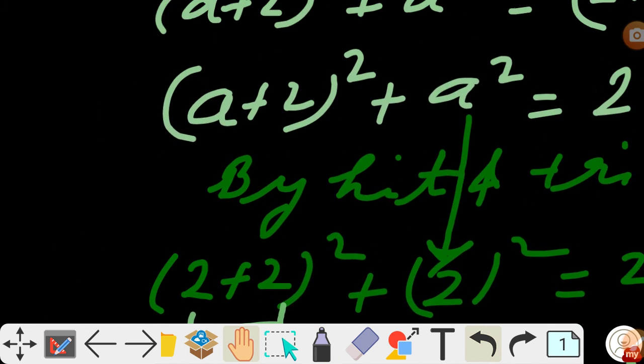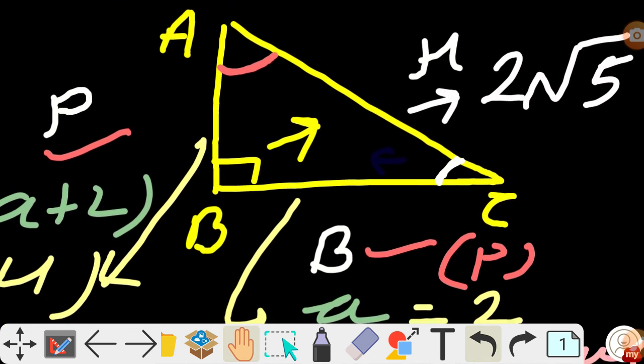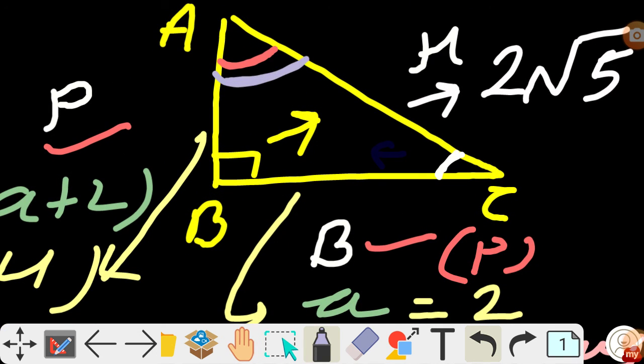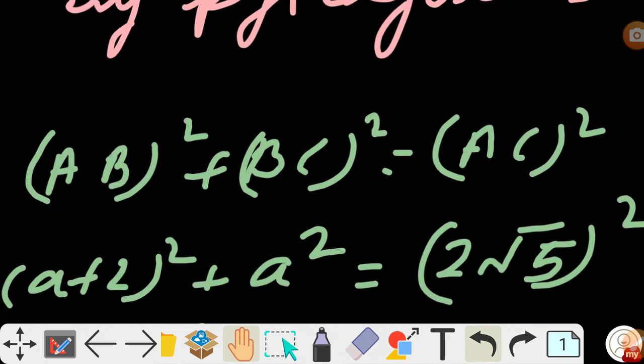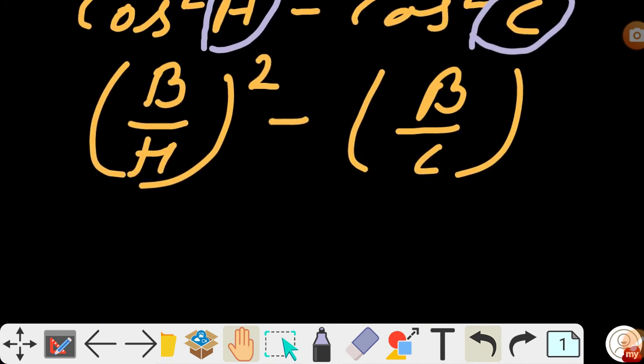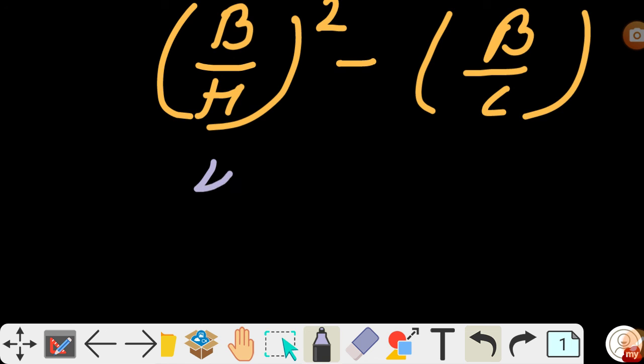For angle A, cos A, here B considers this angle. So the side in front of this angle automatically becomes the perpendicular. So cos A here we get 4 upon 2 root 5.